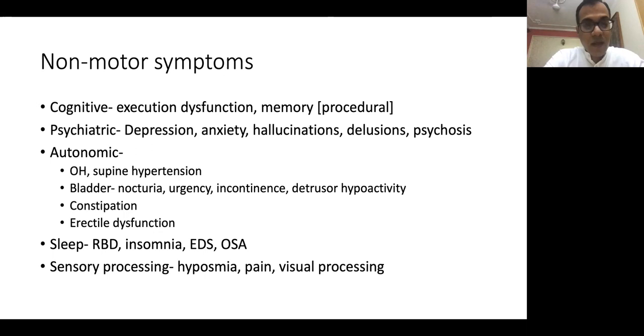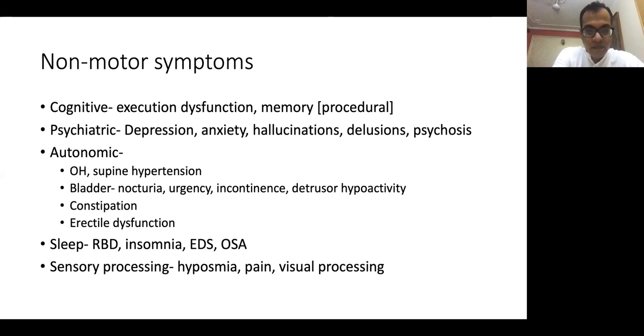The other place which will reduce life expectancy is the bladder dysfunction, especially when there is bladder retention. So that is not very common. The commonest thing in bladder manifestation is nocturia and urgency and urge incontinence. After some time, patients will have detrusor hypoactivity. Some patients may have an additional prostatic problem. So they have a bladder retention. The post-void residue goes up. That can lead to recurrent infections and early mortality. Constipation is another autonomic problem, as is erectile dysfunction. These both are very, very common.